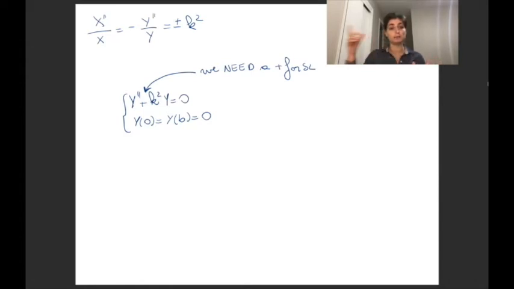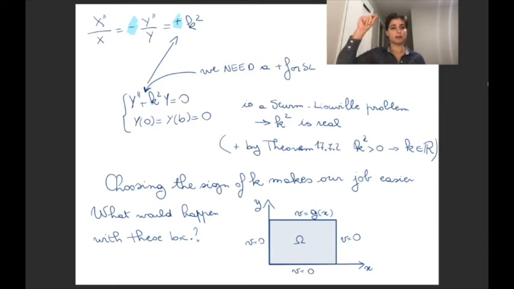So when we go back, we want to check that the sign we have chosen is a positive sign. So here is why we determine the sign of the k squared in our equation. Because it's a Sturm-Liouville problem, k squared is real. And we can also go a bit further by noticing, by theorem 17.7.2, that k squared is positive, therefore k is real. But at the moment, let's start by just saying that k squared is real.